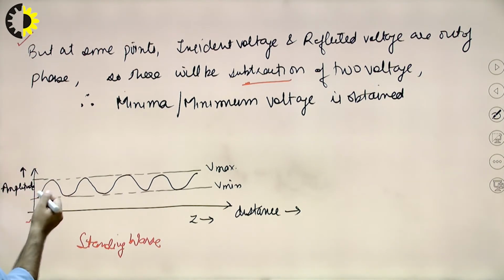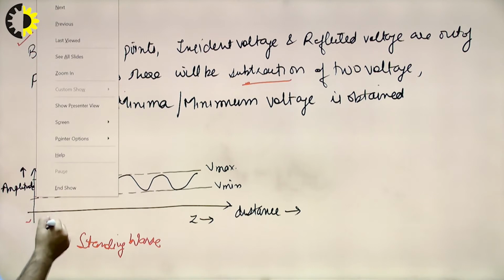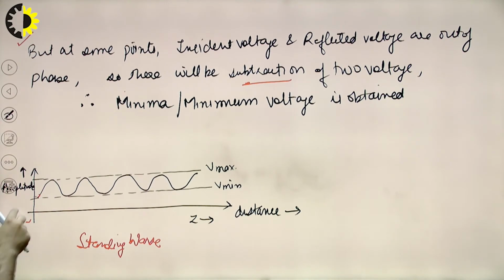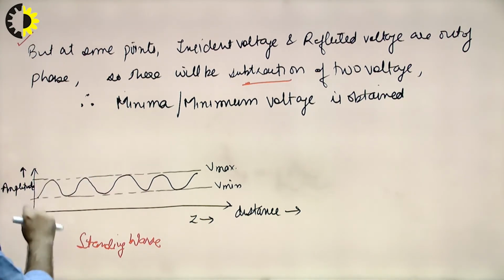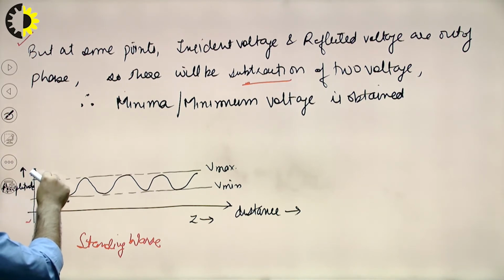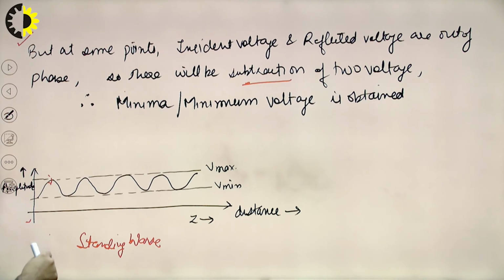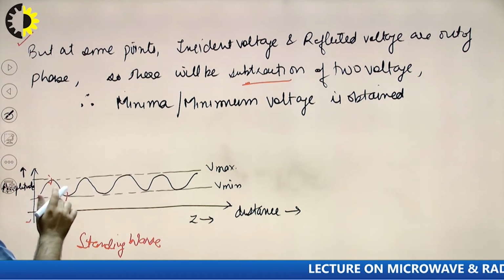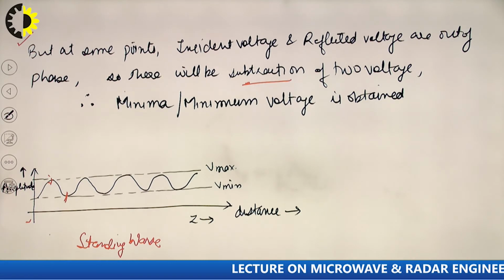Clear? Now see, though I have shown you that the amplitude will be the same, it is somewhere different. Now let's say at this point the amplitude of the incident voltage and the reflected voltage will be the same and the phase will be the same. At that point the maximum amplitude will be obtained, and at this point the phase of the incident voltage and reflected voltage will be opposite, out of phase. At that point the minima will be obtained. Clear?